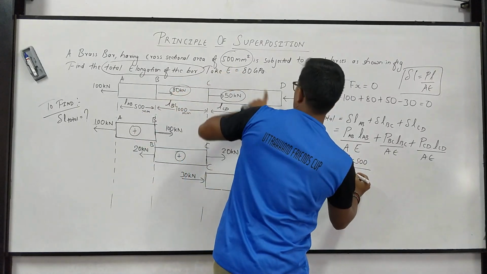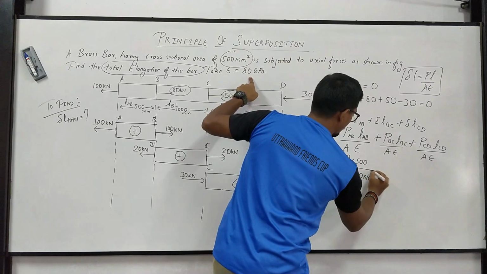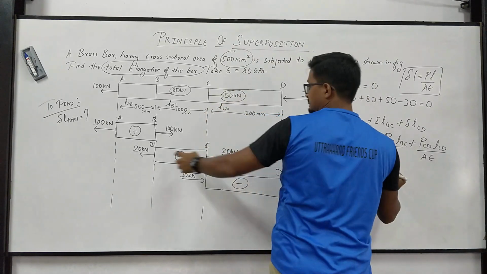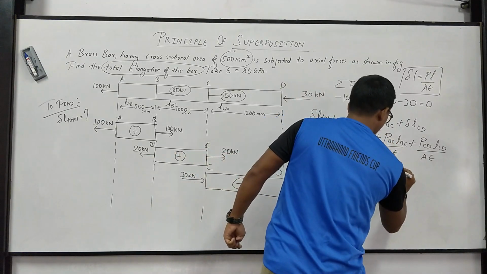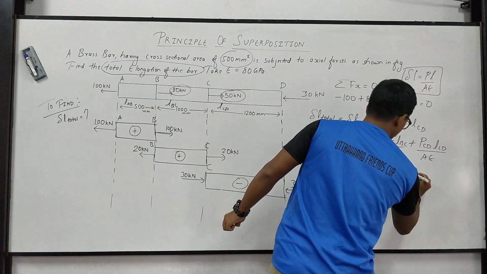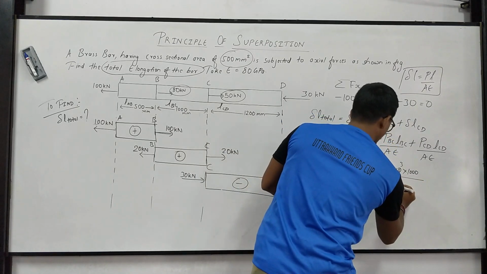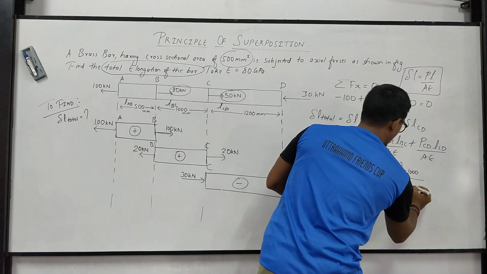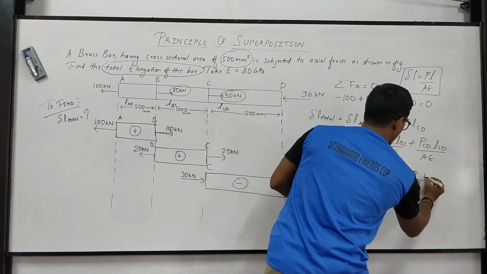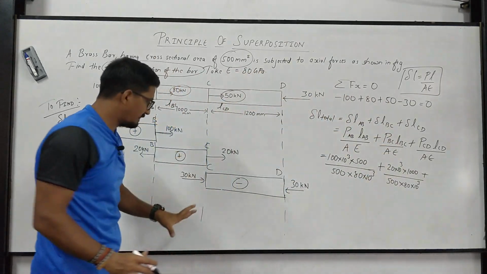E is 80 GPa, I will convert 80 GPa into MPa, 10 raised to 3, plus second, BC, 20 into 10 raised to 3. What is the length? 1000. What is the area? 500. What is E? 80 into 10 raised to 3. Similarly, I can write it for CD.